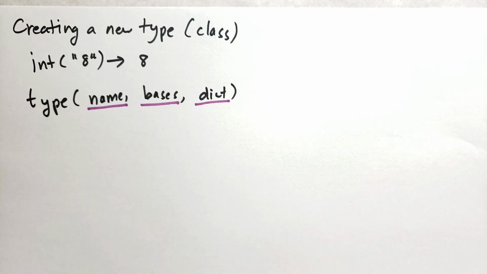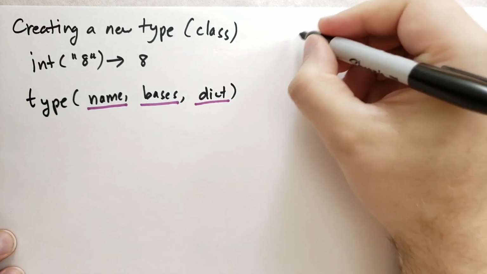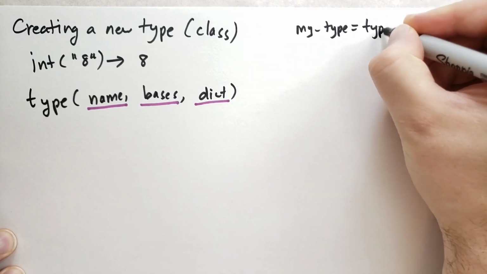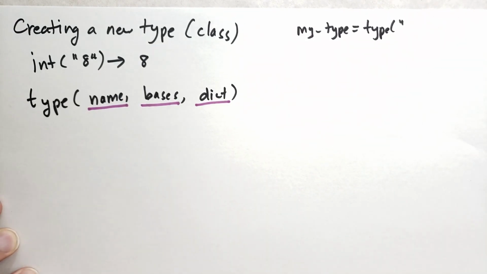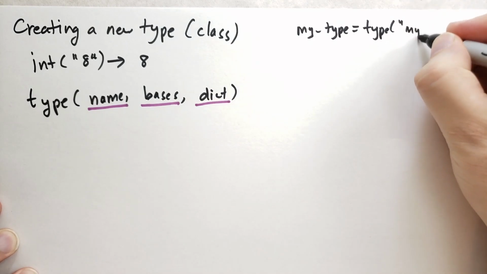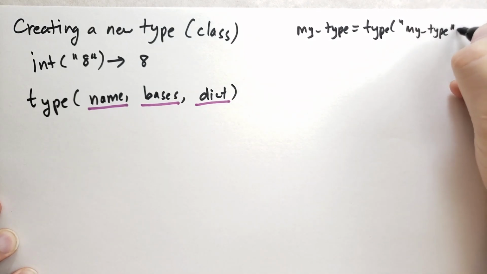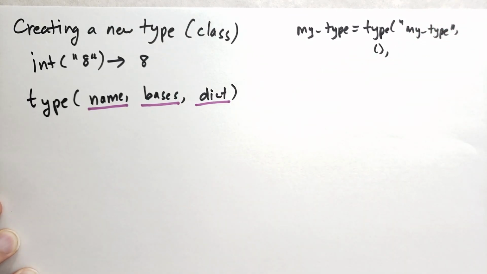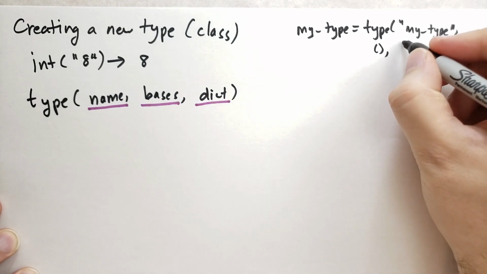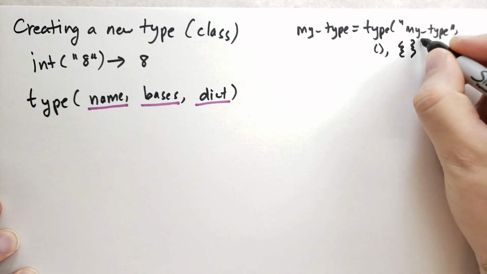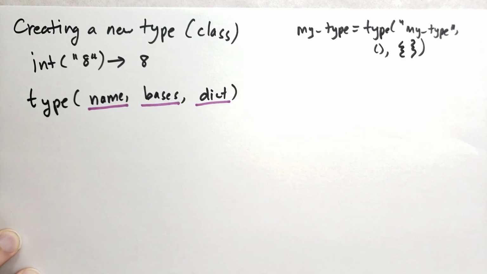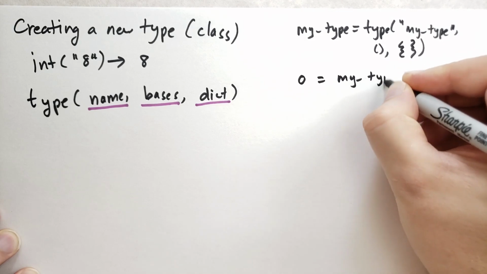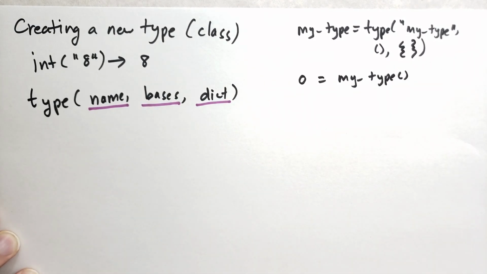If we were to do an example here, we might say myType is equal to type. I encourage you to try this out in your interpreter and play around with it. We're going to call it myType so we don't confuse ourselves. We're not going to have any bases, so we pass an empty tuple there. And we're not going to have any attributes either, so we just pass in an empty dictionary. Okay, and so we can instantiate a new instance of this type just by calling the myType function.